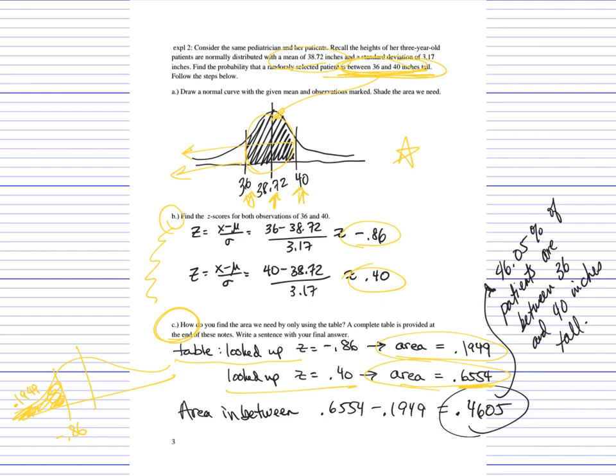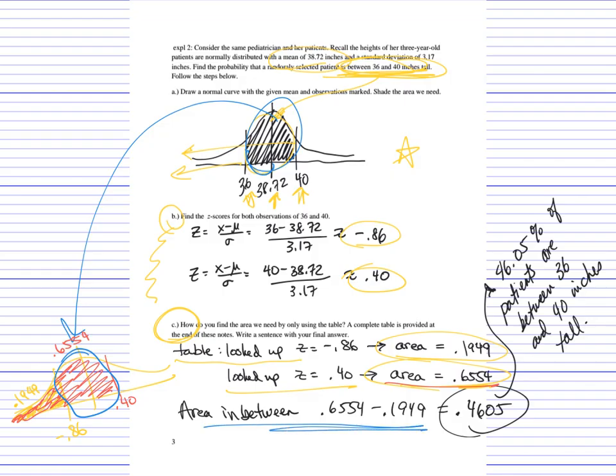Let me get another color here. Then we looked up 0.40, and excuse my scale, but it's not right. Now that area, all that red stuff, is 0.6554. Now, what am I looking for here? Right there in the middle, isn't it? So wouldn't that be the difference of those two areas? The red area there minus the yellow area. And so I subtract, and I get an area of 0.4605.